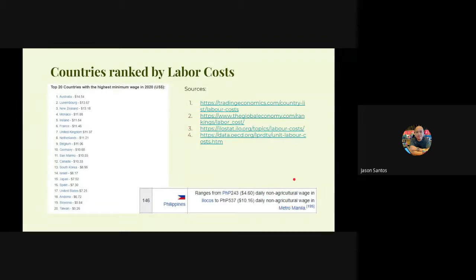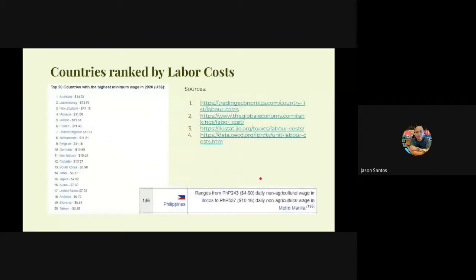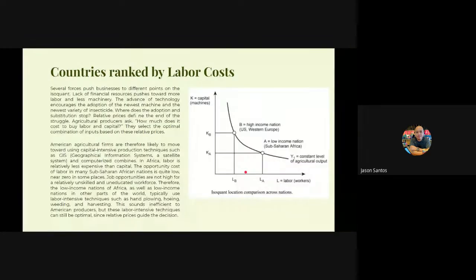But anyways, I'm just showing you na kasi may question ako kanina eh, di ba? Ang tanong ko sa inyo, why do producers in different nations use drastically different types of technology? So, in order to answer this, kailangan mo munang malaman ano bang labor cost sa Philippines, no? Or for any country. Kasi we're trying to understand kung bakit iba-iba ang ginagamit, no? Bakit merong labor intensive, bakit yung iba purely machine sila, so on and so forth. So, now that we know na iba-iba kasi ang labor costs eh.